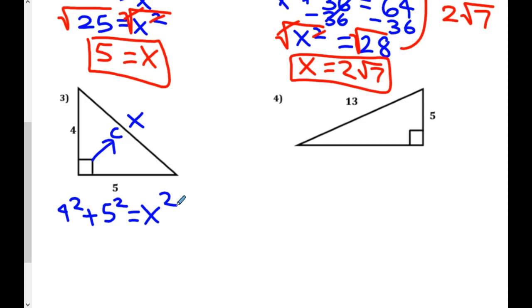What? 41? You sure? What'd you get? Anyone want to second that? 16 plus 25. In my large first period class. Anyone else want to answer? 16 plus 25. 41. All right.